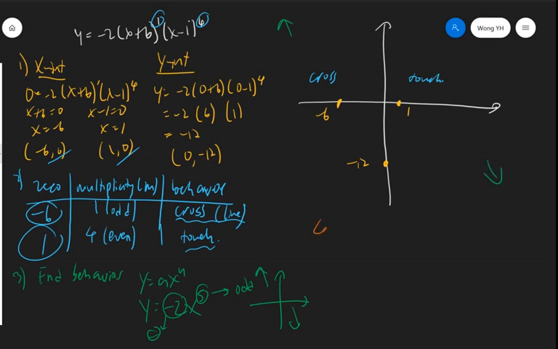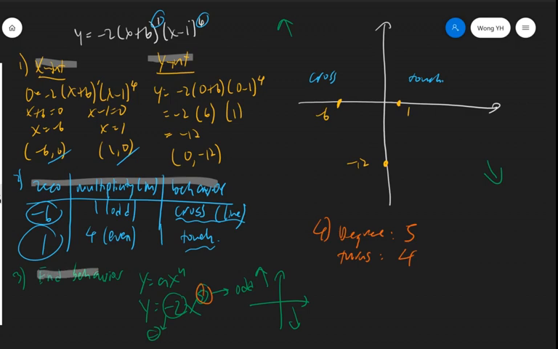Okay, information number 4, we will find out the degree, and from there we can roughly tell how many turns we can have. So degree is 5, your turns you have 4. Okay, so with all this information, we will actually go and complete the graph.